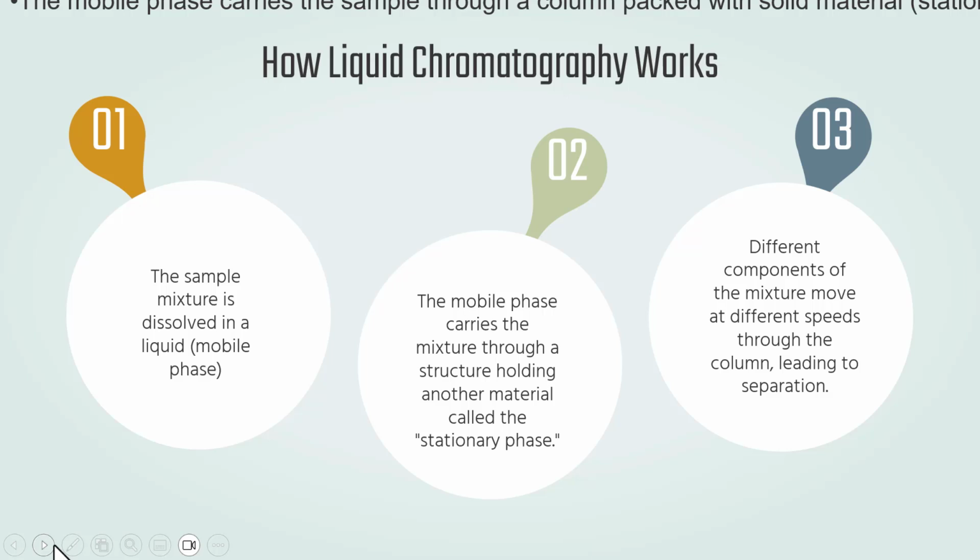Think of it as a river carrying a mixture of substances. Stationary phase: this is the solid material packed in the column. Imagine the stationary phase as the riverbed with the rocks and sand that interact with the substances in the river. When we introduce our sample mixture, the mobile phase carries it through the stationary phase in the column. Different components of the mixture move at different speeds due to their interaction with the stationary phase. This causes the components to separate.